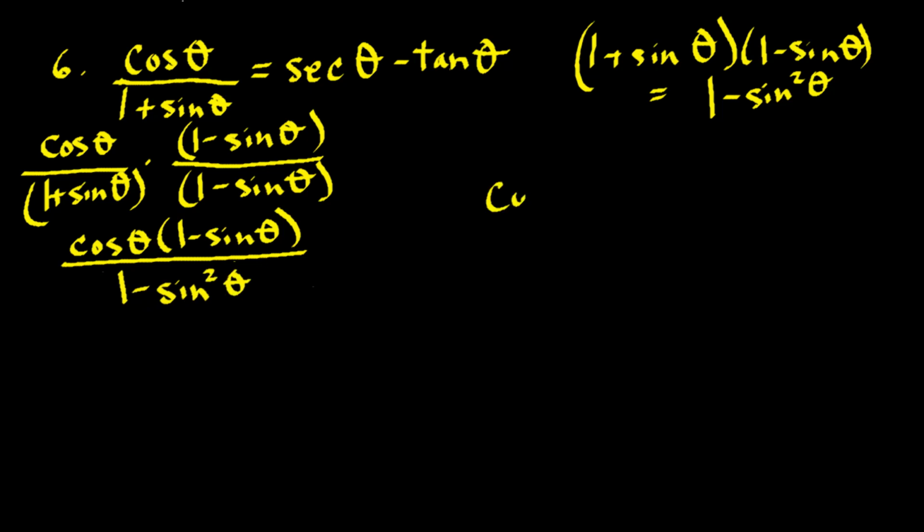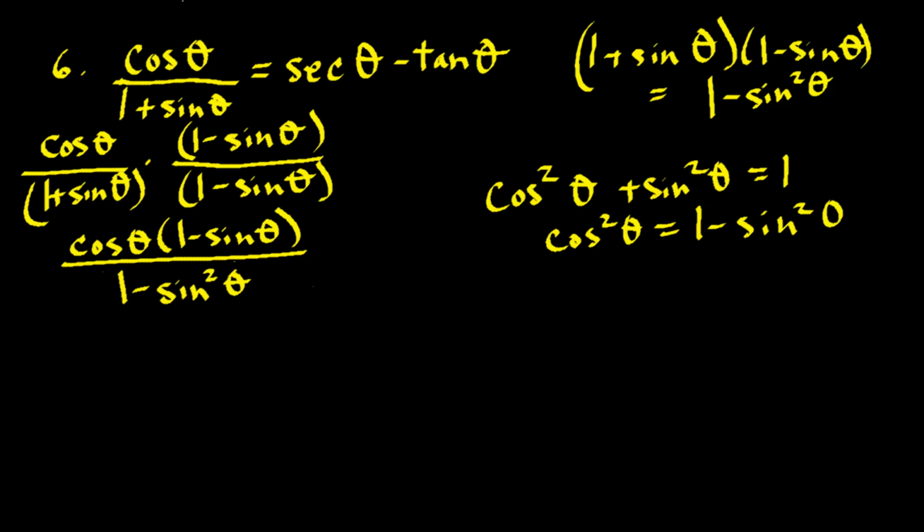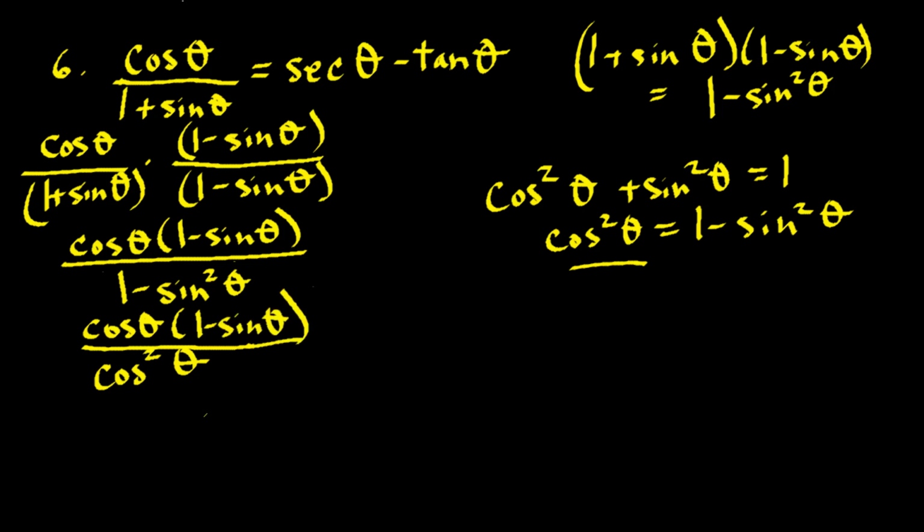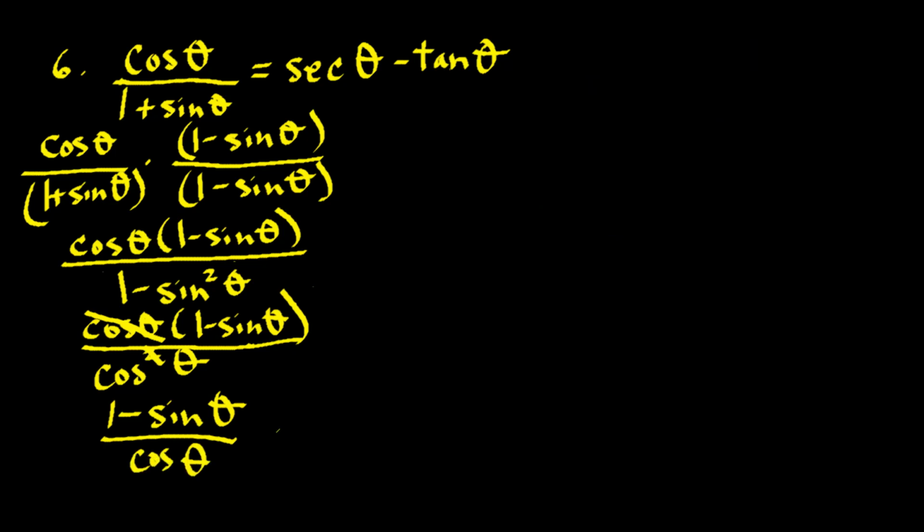Since cosine squared theta plus sine squared theta equals 1, we can subtract sine squared theta from both sides of the equation to get cosine squared theta equals 1 minus sine squared theta. So we're going to make this substitution next in the denominator. One of these cosine thetas will cancel. That's going to leave us with 1 minus sine theta over cosine theta.